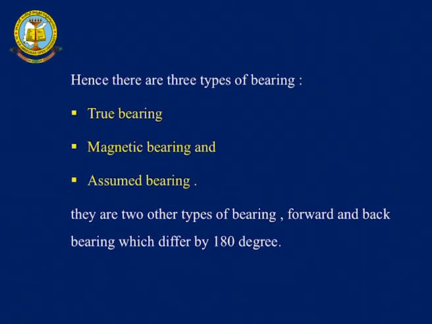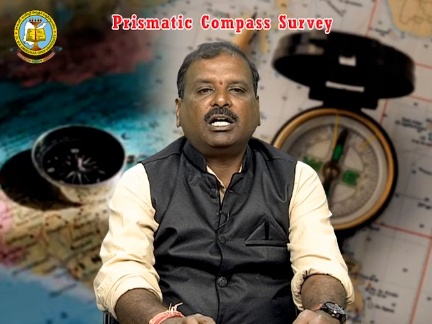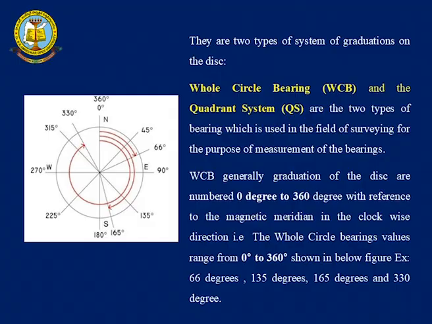Hence, there are three types of bearings: one is true bearing, one is magnetic bearing, and another is assumed bearing. There are two other types of bearing also, forward bearing and back bearing, which differ by 180 degrees. Let us also discuss the two types of system graduations on the disc.